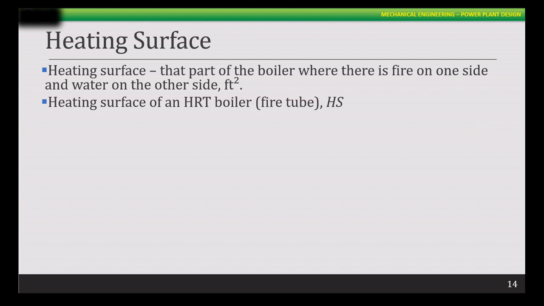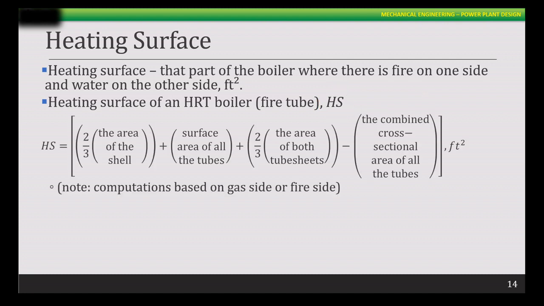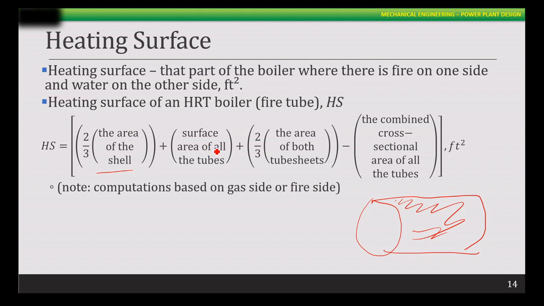Heating surface of an HRT boiler, which we will just denote by HS. Then for this HRT, we will just have 2/3 of the area of the shell. So let's say you have a shell, the 2/3 area of the shell. Then plus the surface area of all the tubes, so many tubes, plus 2/3 area of both tube sheets.